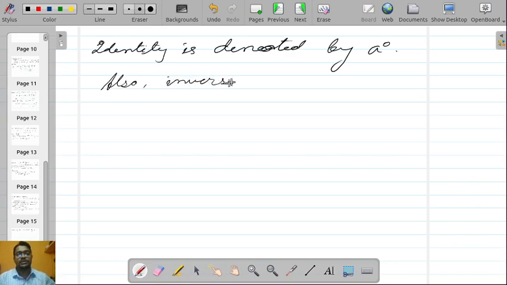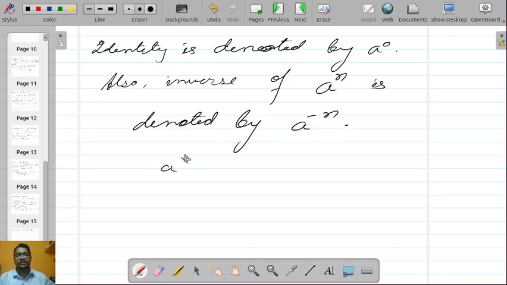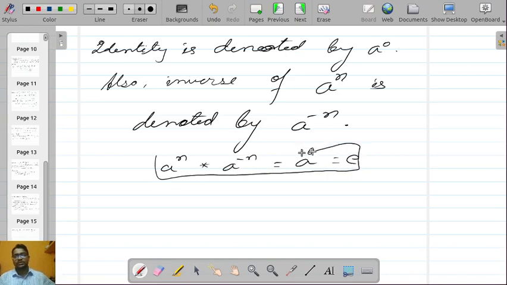Also, the inverse of say a square or a to the power n is denoted by, obviously, a to the power minus n. Okay, because in that case we will have a to the power n star a to the power minus n, and this will give us a to the power 0 by the laws of exponent, which is equal to identity. Okay, so it's a convenience of notation. For convenience of notation, we denote it this way. So the inverse of a to the power n is a to the power minus n. Okay, so that way it is denoted, right? So we will use this notation.